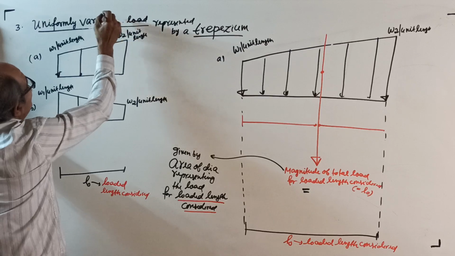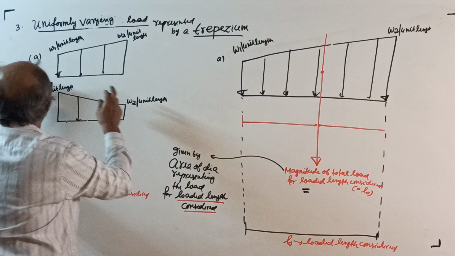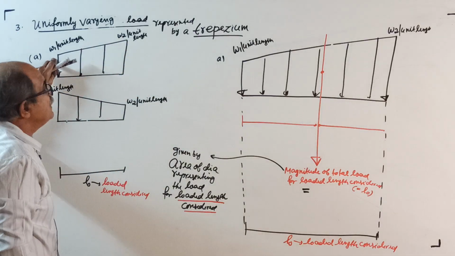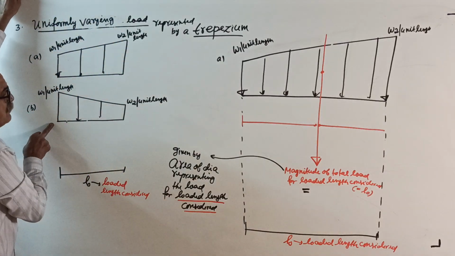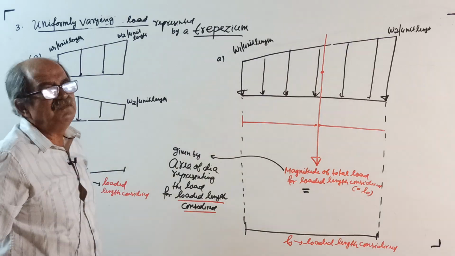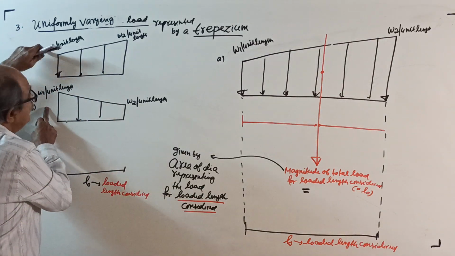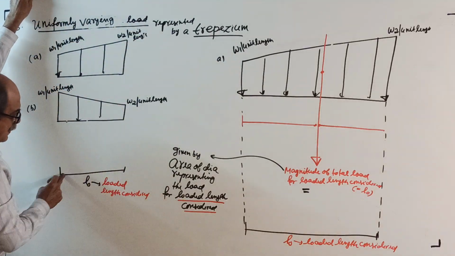Uniformly varying load is represented by a trapezium, this way or this way. Here, left side minimum intensity, right side maximum intensity. Here, left side maximum, right side minimum. Which is minimum and which is maximum does not matter. Left side is W1, right side is W2, and this is for loaded length L0.